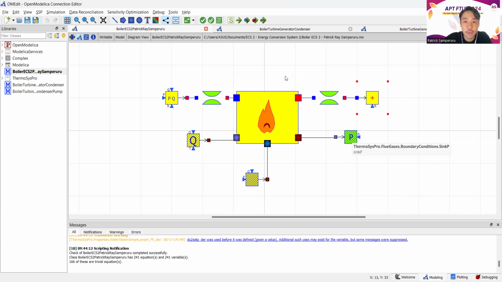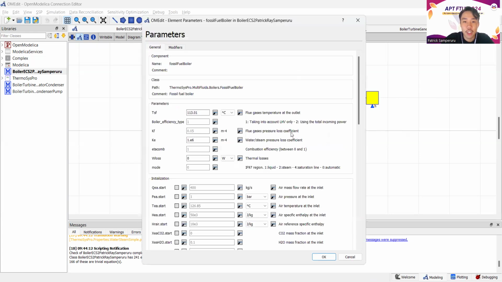So in this entirety of the boiler, there are several inputs, starting from the fossil fuel boiler. So the fossil fuel boiler has an input of flue gases temperature at the outlet in degrees Celsius, the flue gases pressure loss coefficient. In fact, I'll just open it here. So we have it here. Flue gases, water steam pressure loss coefficient, as well as thermal losses and boiler efficiency, which I put at 0.